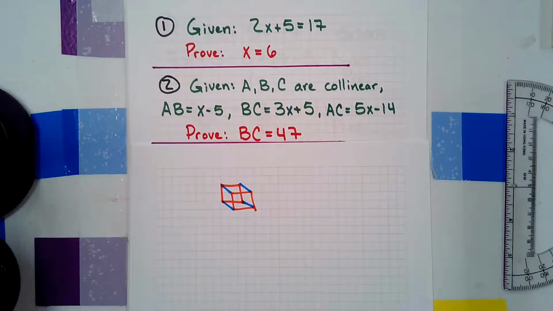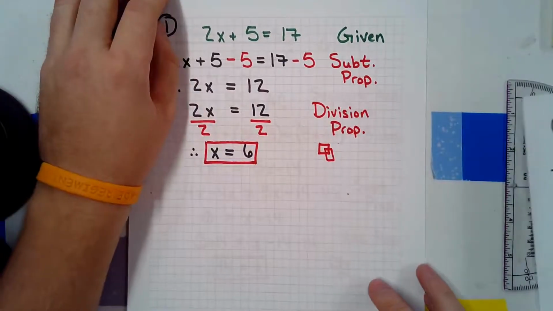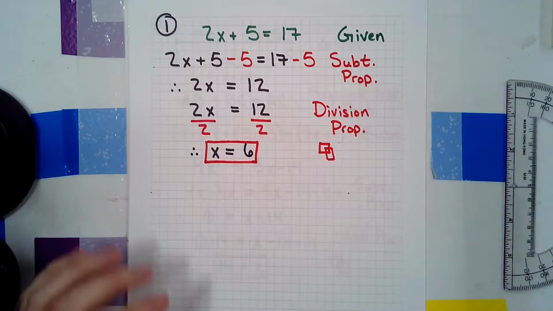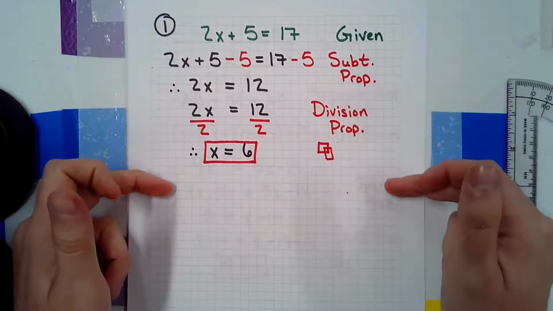Feel good about the first one? Here's the first one. We did this one already? Yeah, we still have not gotten up to the point where we were last time. That's good. All right, so this is what you should have got.